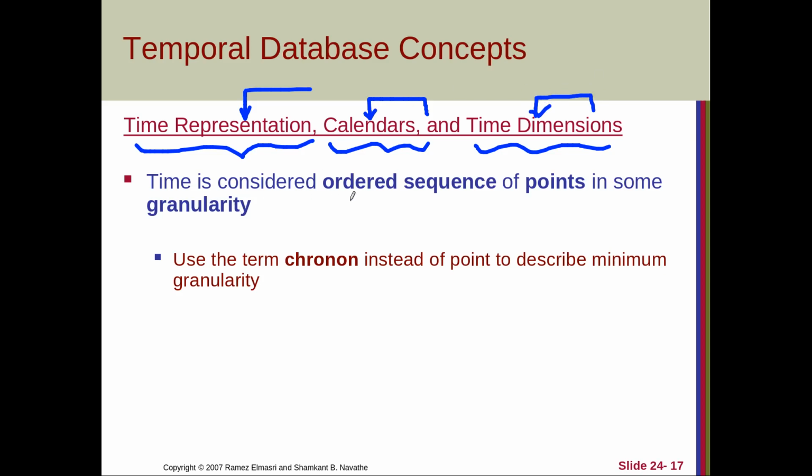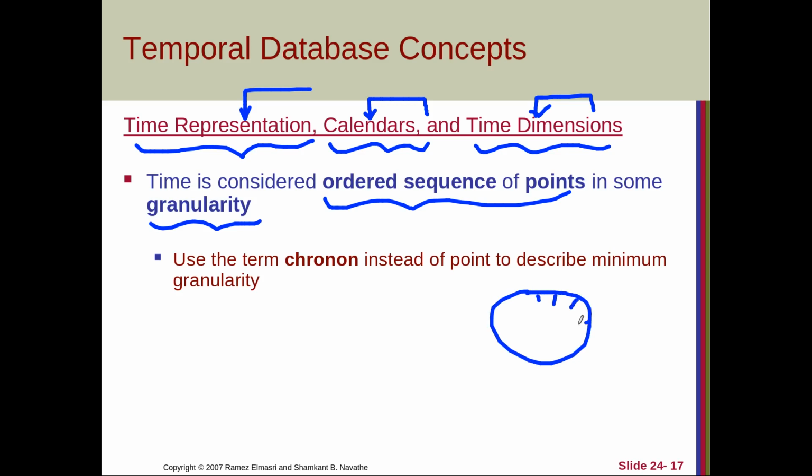Time is considered as an ordered sequence of points in some granularity. So what is actually time? If you look at the time on our clock or watch, it has some ordered sequence of points. These points may be minutes, seconds or hours. Sometimes we can represent it as first second, second second, third second, and so on: an ordered sequence of points in some granularity.